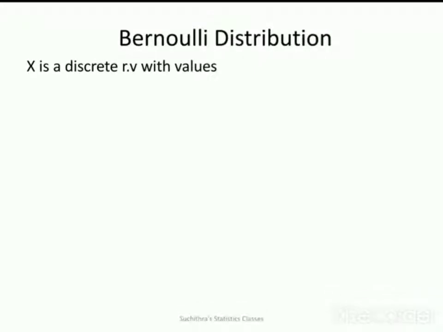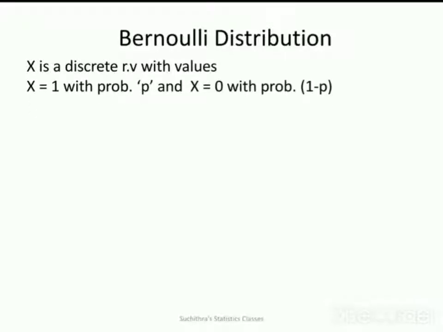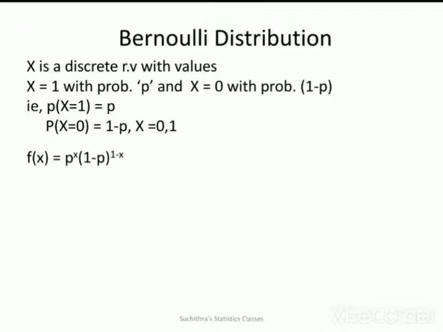X is a discrete random variable with values x equal to 1 with probability p and x equal to 0 with probability 1 minus p. That is, P of x equal to 1 is p, P of x equal to 0 is 1 minus p, for x equal to 0 and 1. Therefore, f of x is p raised to x, 1 minus p raised to 1 minus x.